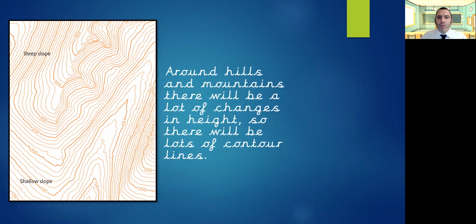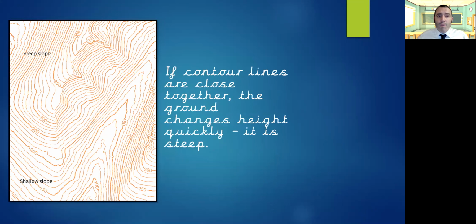Around hills and mountains, there will be lots of changes in height, so there'll be lots of different contour lines. If the contour lines are close together, like they are in the top left-hand corner of that picture, the ground changes height really quickly. It's a really steep slope. So this point here, you can see they're really close together. That tells me that's going to be a really steep and really difficult place to walk.